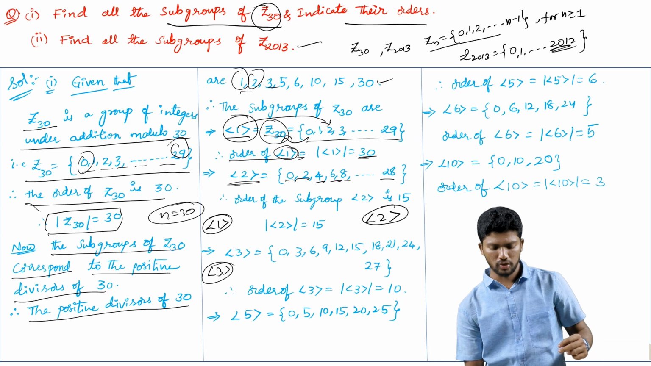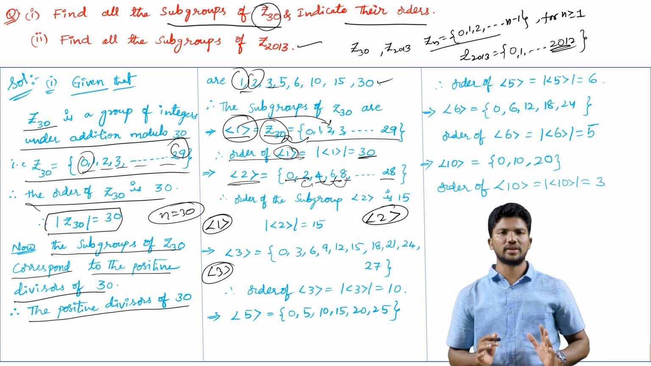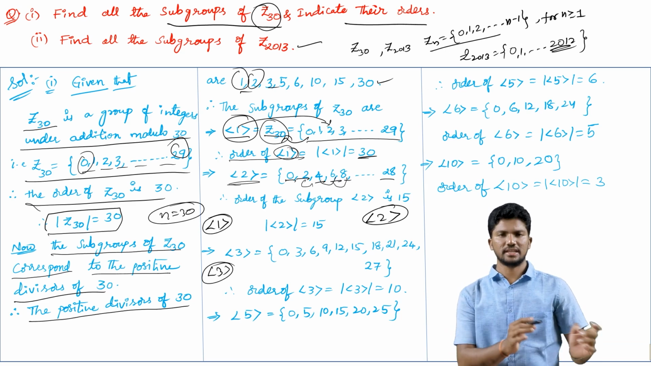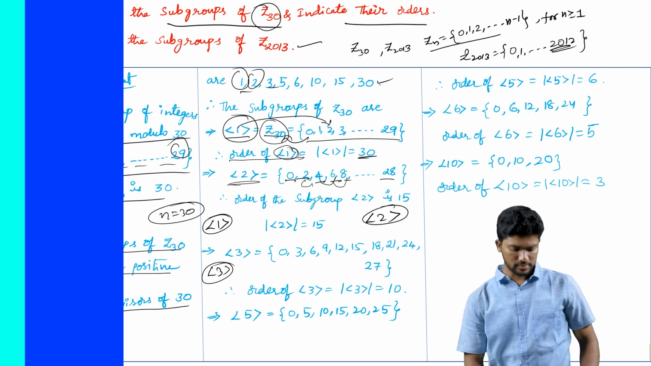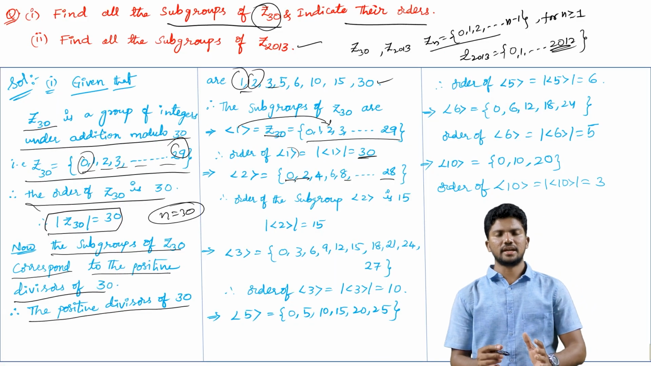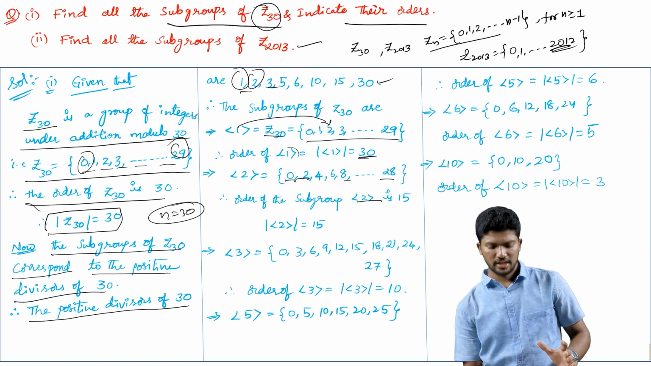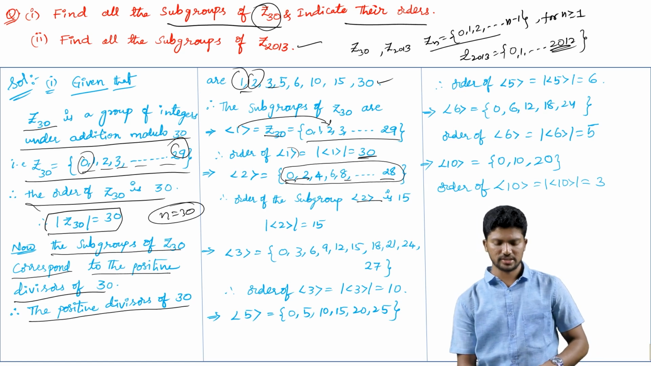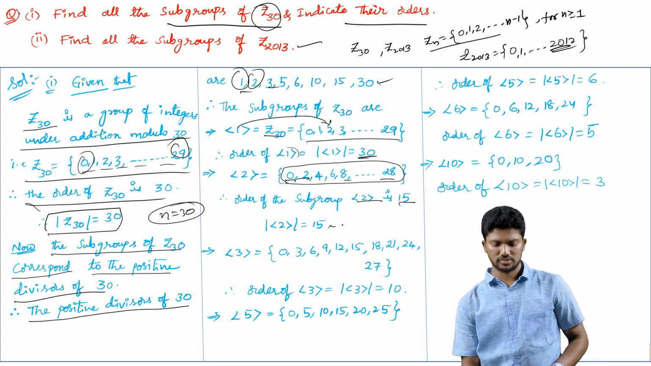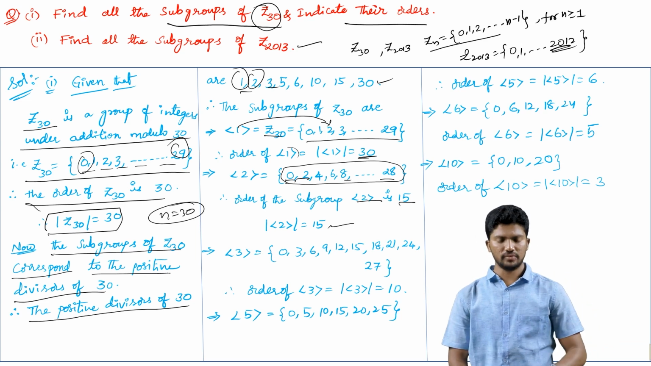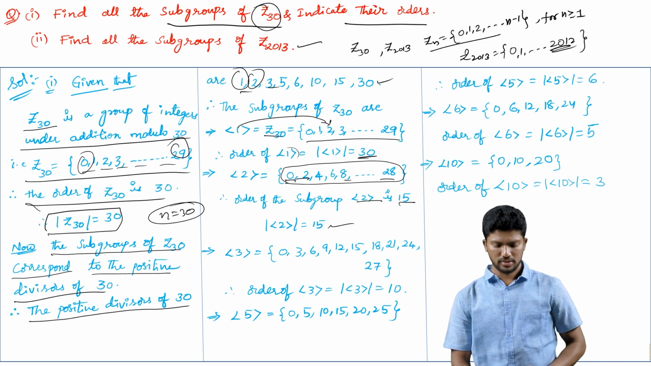Okay, so 4 minus 2, 6 minus 4, 8 minus 6, the common difference between any two numbers is the given 2. So therefore the order of the subgroup 2 is, here the total number of elements is 15. You can also count them: 0, 2, 4 and so on, 15 numbers are there. So the order of the generator 2 is equal to 15.